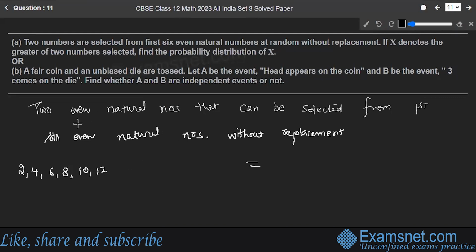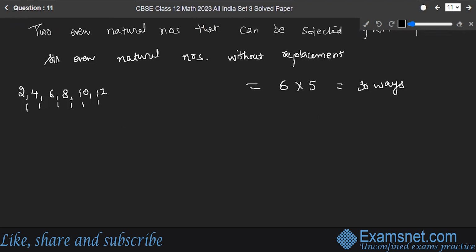So you have to select two even natural numbers. The first one can be selected in 6 ways. And the second one, because of course one will be chosen, you'll be left with 5 numbers. So that can be done in 30 ways. Correct. Now x represents the greater of the two numbers.